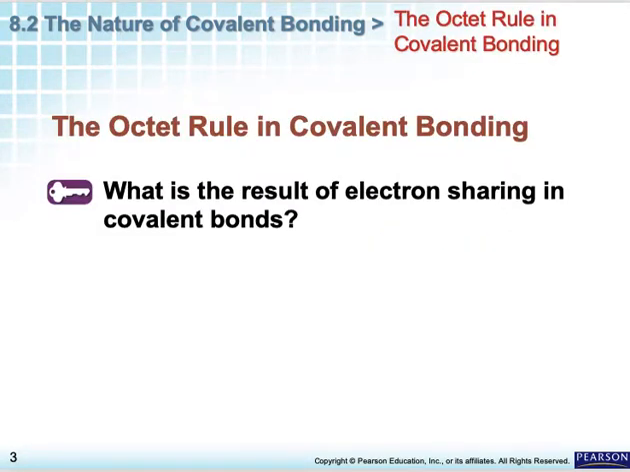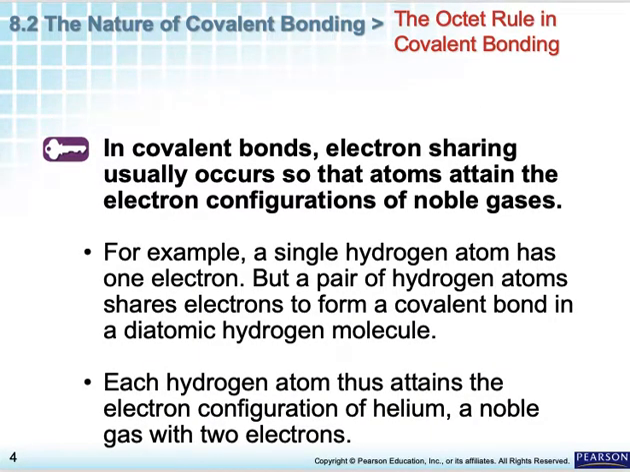So, octet rule in covalent bonding is the result of sharing electrons and not transferring them like in ionic bonding. So in covalent bonds, electron sharing usually occurs so that atoms attain the electron configuration of a noble gas. For instance, a single hydrogen atom has one electron, but when we make a hydrogen molecule, each shares the other's electron, which gives them 2 electrons, which makes them just like helium.